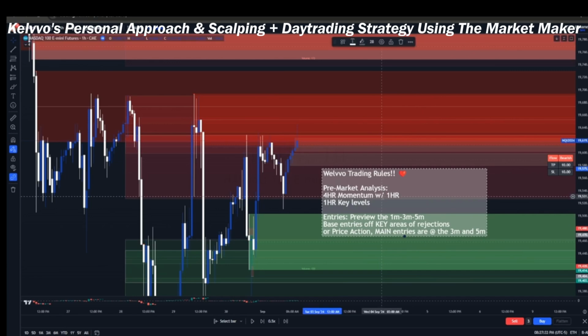Before taking a trade, or even thinking about taking a trade in the morning, what I would do, probably at 9 o'clock in the morning, or 9 to 9:10, I'm looking at pretty much the 4-hour momentum and the 1-hour momentum, as well as the 1-hour specific key levels.